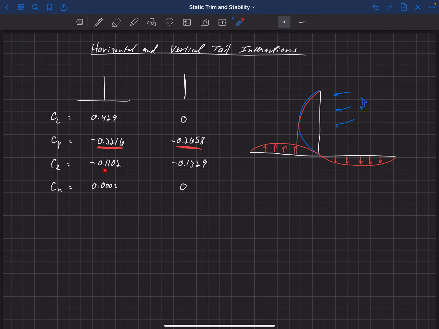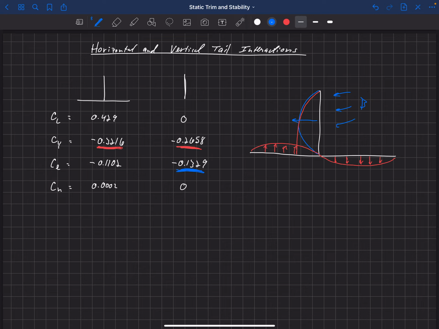Now let's look at the rolling moment. So before, when it was all by itself, the main rolling moment was offset basically at the center up here, and so we had some rolling moment due to that lift, and so that's what we get right here, this minus 0.13.